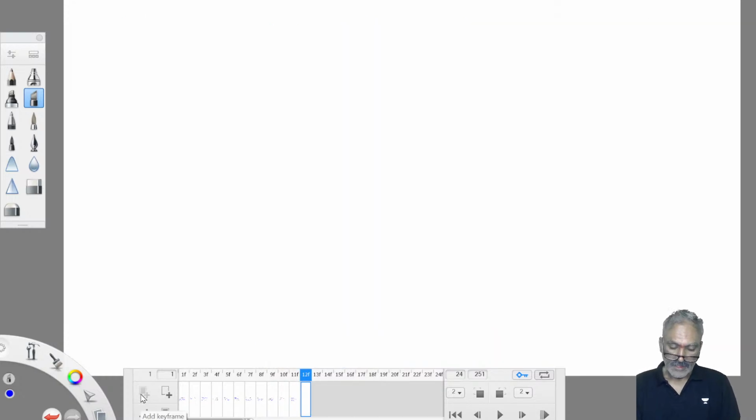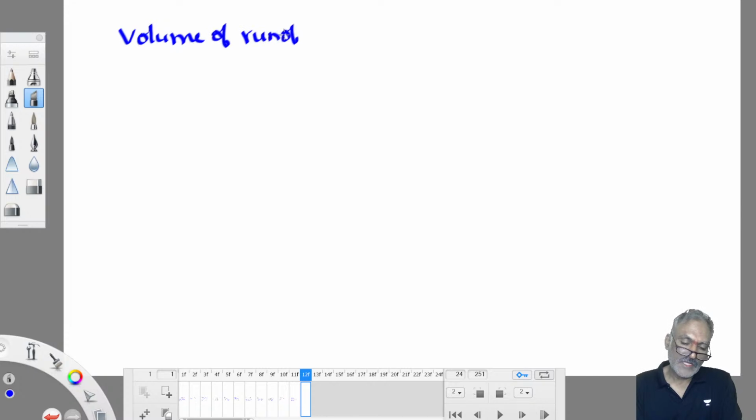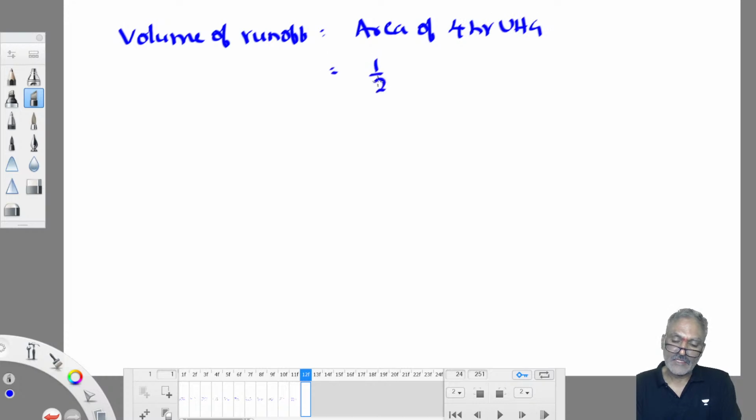Okay, let us see how to work it out. So how to find out volume of runoff? The volume of runoff produced by this 4-hour storm in a catchment is the area of the 4-hour unit hydrograph, or the area under the 4-hour unit hydrograph. It is a triangle in shape, so half into B into H.